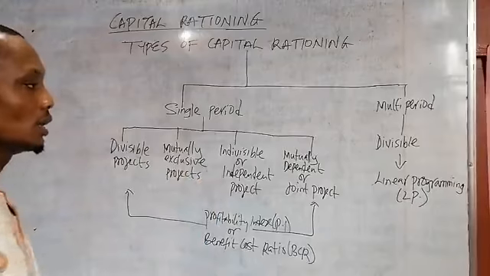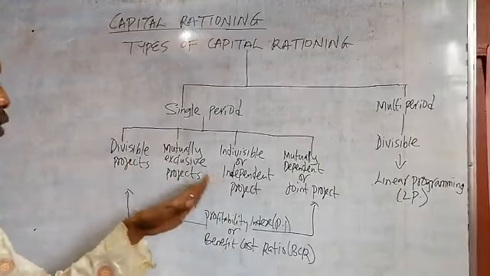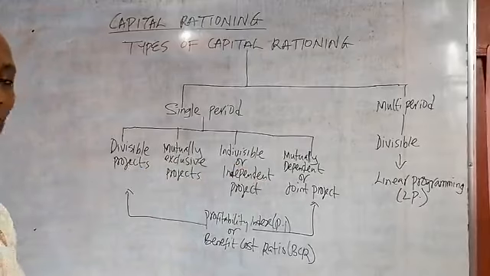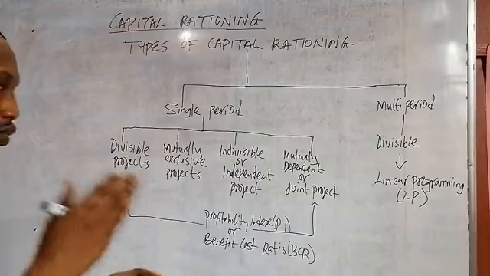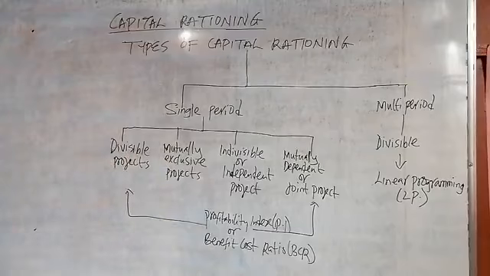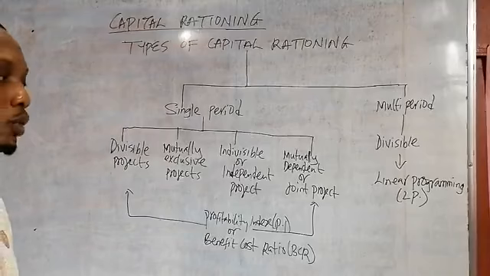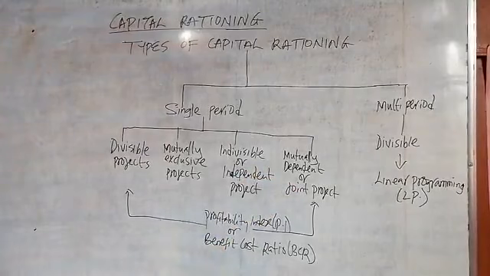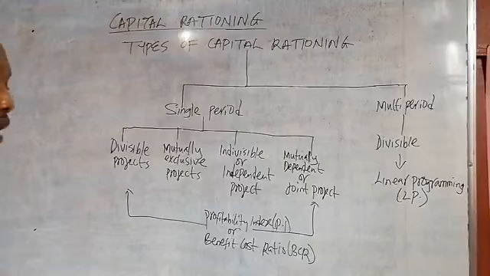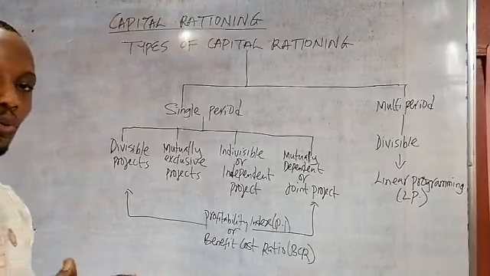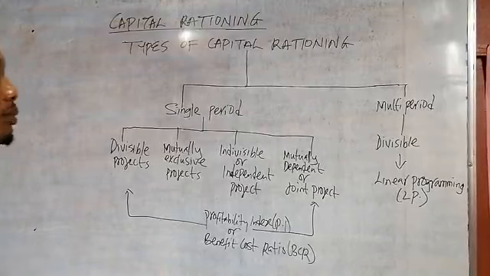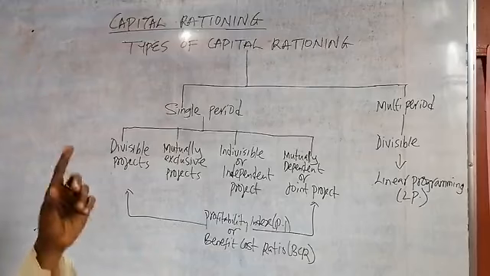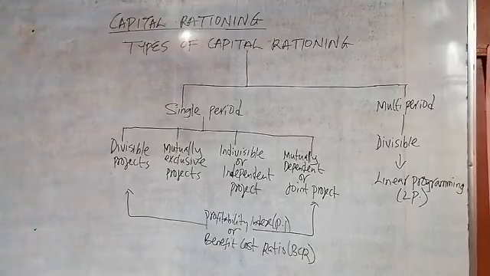So we are going to go in depth, examining each of these projects on an item by item basis, in order for us to explain in detail the examples of mutually dependent, mutually exclusive, divisible and indivisible projects. For explanation, mutually dependent projects are those projects in which you must accept two or more projects together. So the acceptance of one depends on the acceptance of the other project.